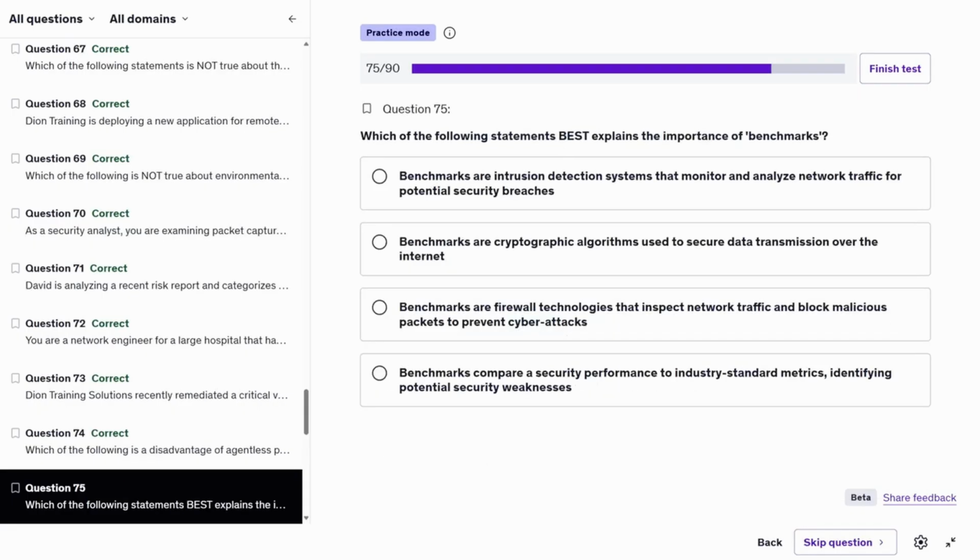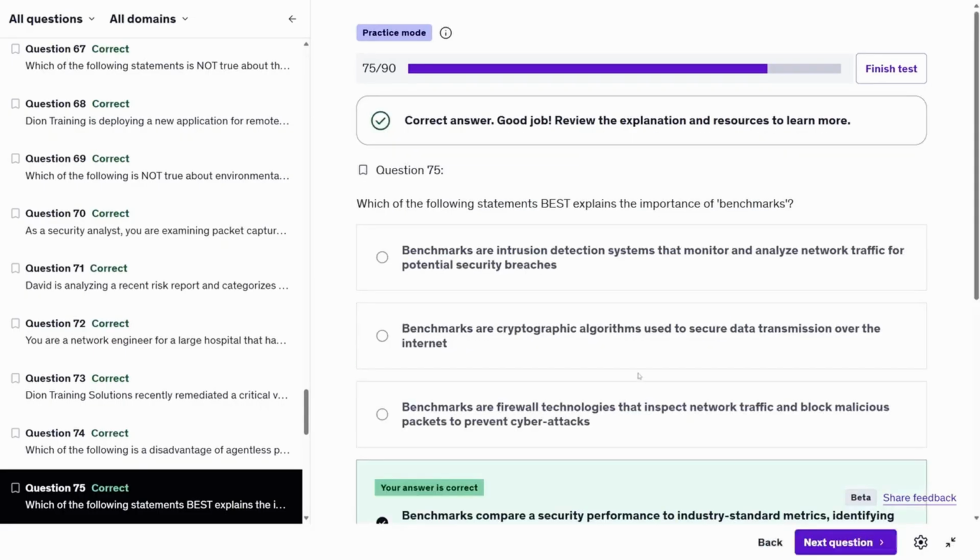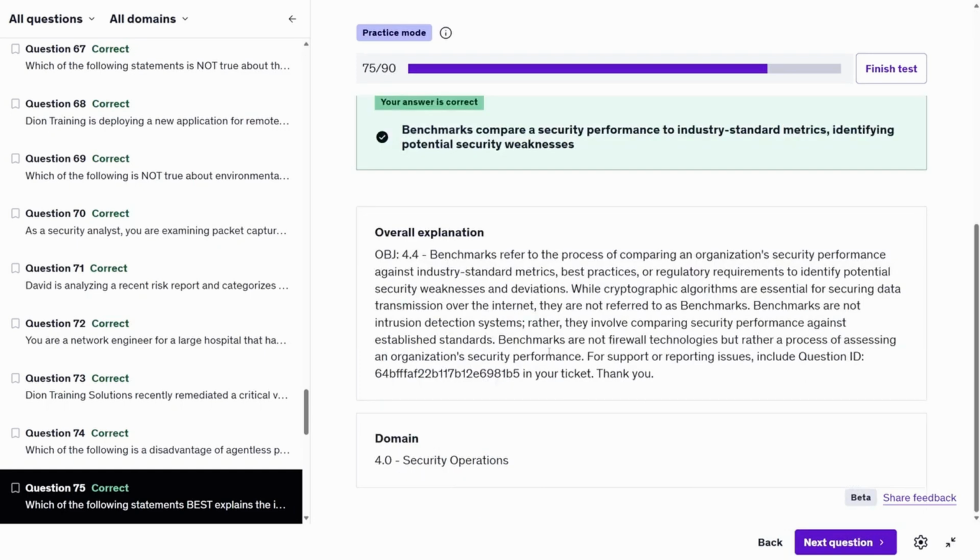Which of the following best explains the importance of benchmarks? The correct answer is D. Benchmarks compare a security performance to industry standard metrics identifying potential security weaknesses. Benchmarks refer to the process of comparing an organization's security performance against industry standard metrics, best practices, or regulatory requirements to identify potential security weaknesses and deviations.